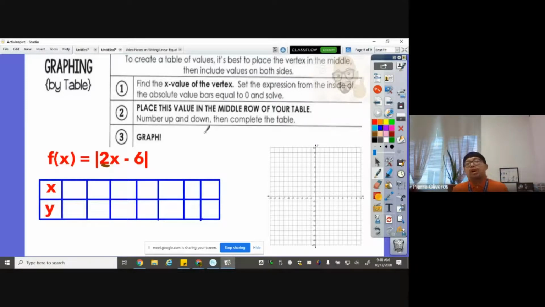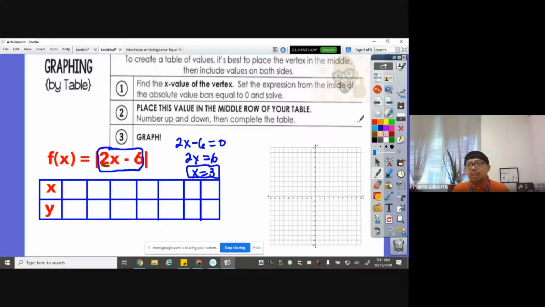The first step is to find the x value of the vertex. And how do we do that? Set the expression from the inside of the absolute value bars equal to 0 and solve it. So in this case, this is the expression inside the absolute value. I'm going to set it equal to 0 and then solve for x. So it will be 2x equals 6, therefore x equals 3.